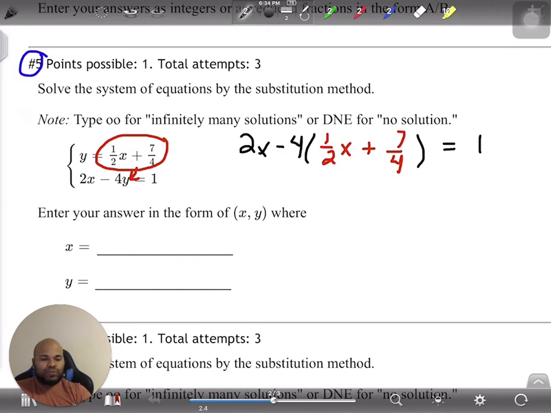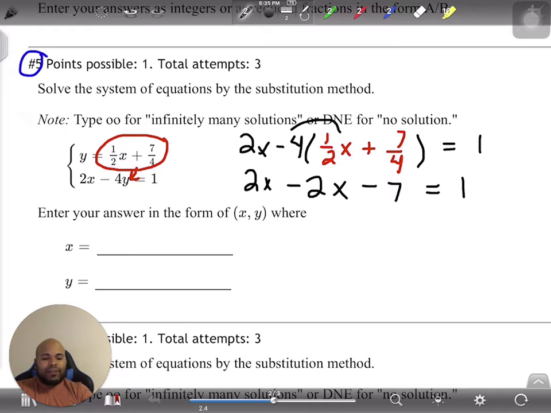That's the substitution part. Now I'm going to do what I learned how to do when I was simplifying using order of operations. So 2x, and then I'm going to distribute a negative 4. So negative 4 times 1/2 is just the same thing as finding half of something. Divide by the denominator, you get 2. Multiply by the numerator, still 2, so negative 2x. Negative times a positive is a negative. And when I multiply a fraction times 4, the 4's will cancel. 4 divided by 4 is 1, times 7 is just 7, and that equals 1.